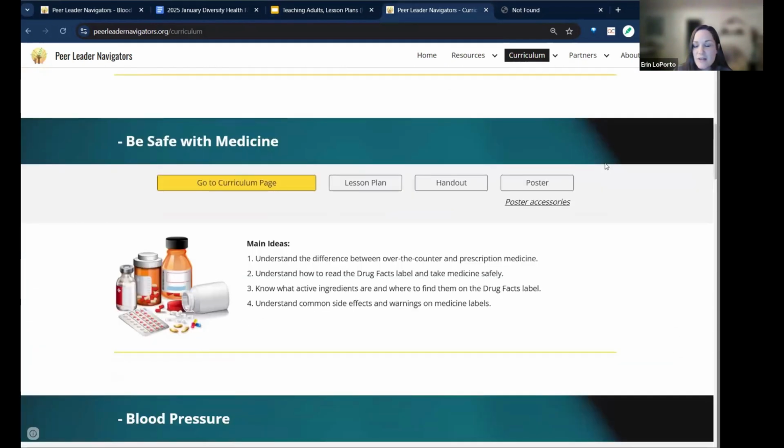And then we can scroll down and see each of our topics in a snapshot. We can follow these links to go to the curriculum page or open the lesson plan or the handout or the poster directly. Some of the posters have accessory pieces that are attached with Velcro later, and that's what this is here. And you can also really quickly look at the main ideas.